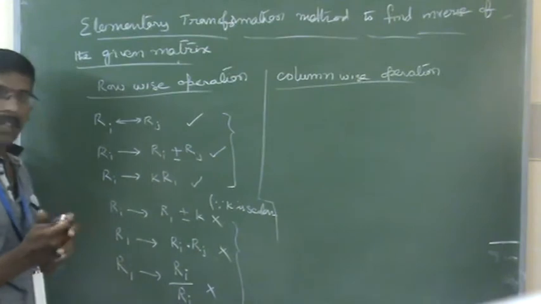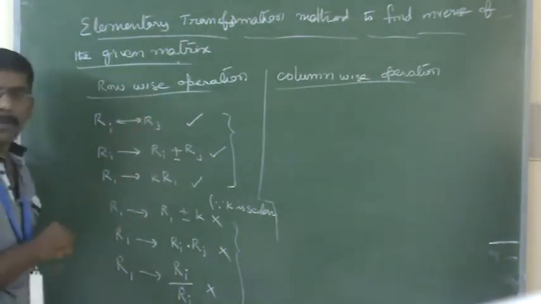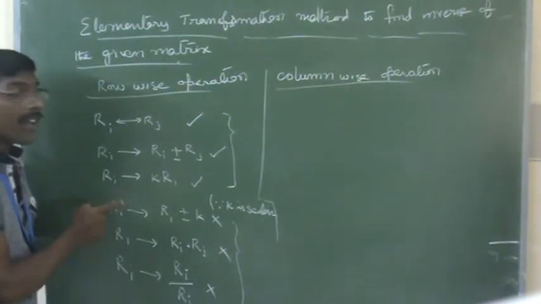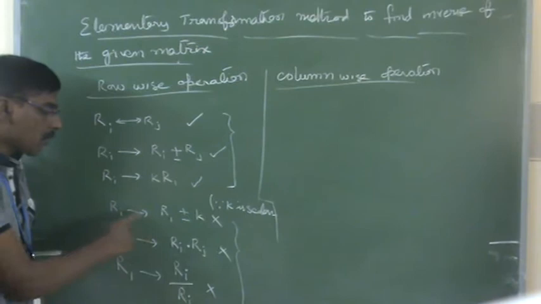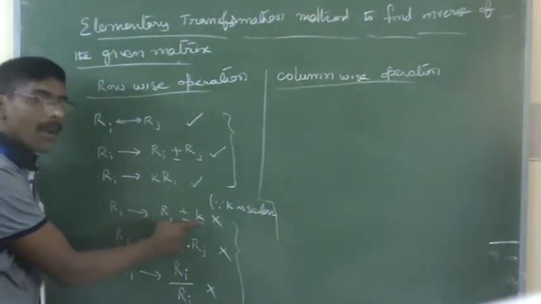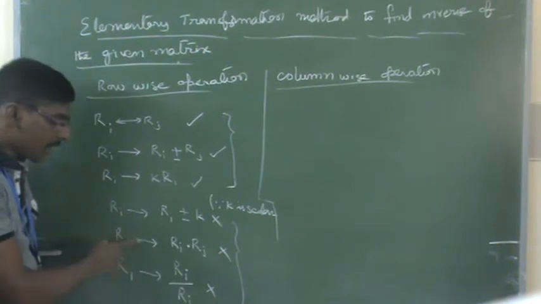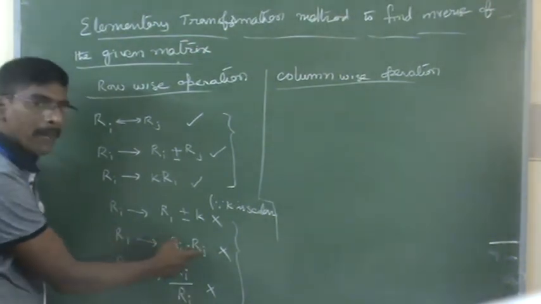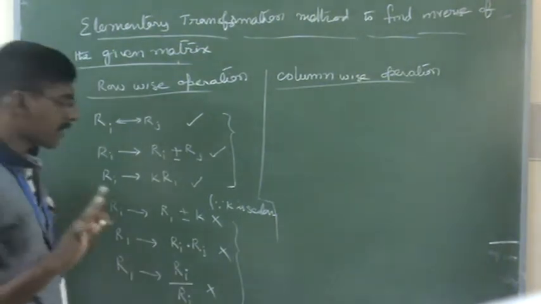These three exist in the case of row wise operation. Coming to row wise operation, which terms do not exist? Ri tends to Ri plus or minus one number, some scalar, does not exist. Rj tends to Ri into Rj does not exist. Multiplication and division of two rows do not exist.